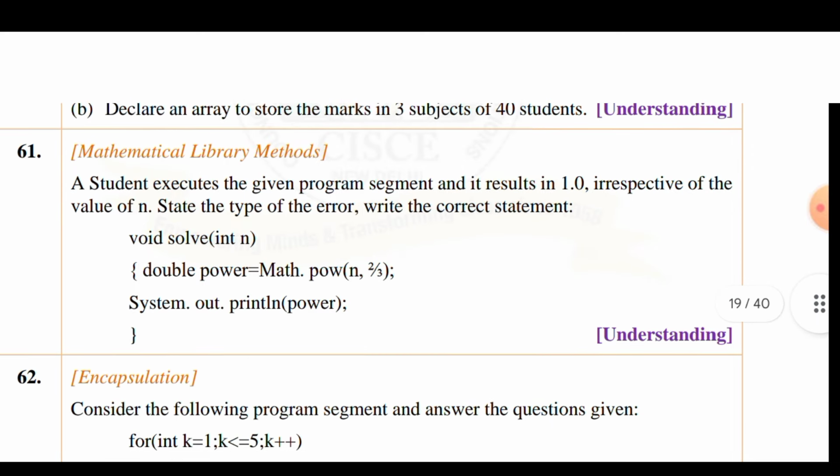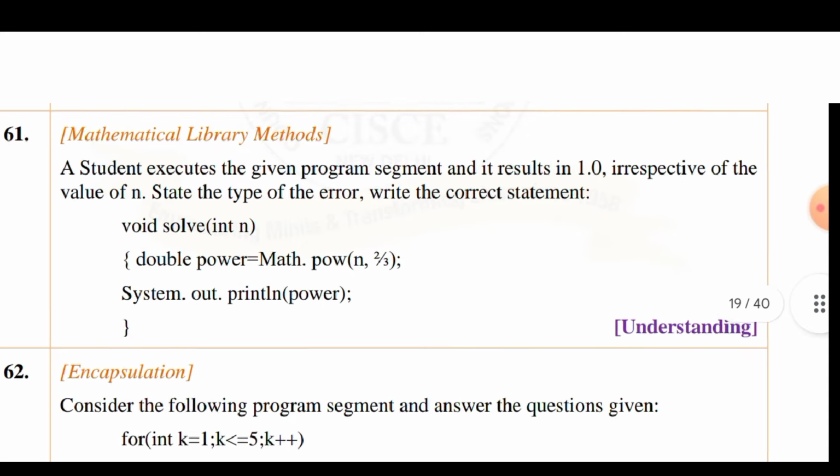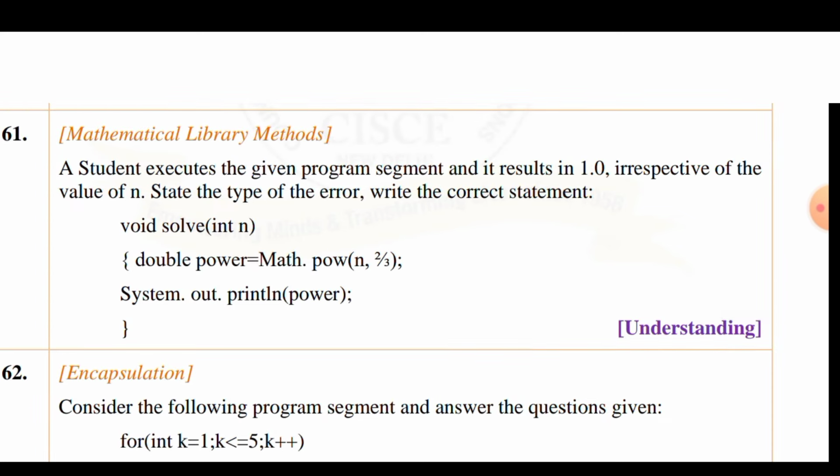Moving towards question number 61, a mathematical library method based question. A student executes the given program segment and it results in 1.0 irrespective of the value of n. State the type of error and write the correct code. Void solve, no value returned by the method, int n. C equals Math.pow(n, 2 upon 3), 2 by 3, the student has written it wrong.